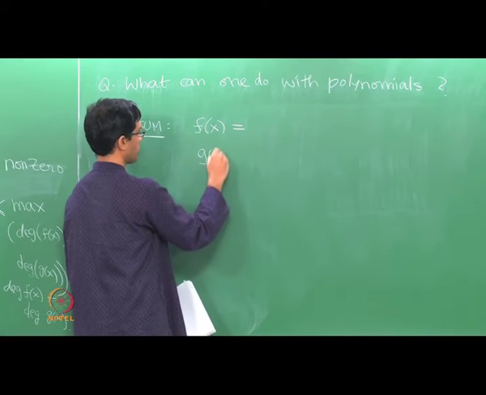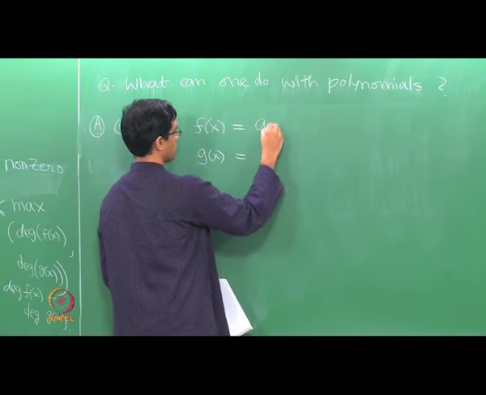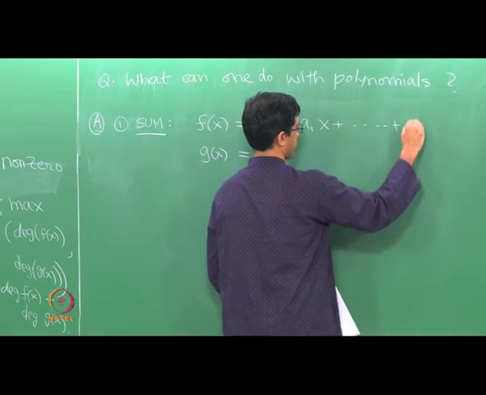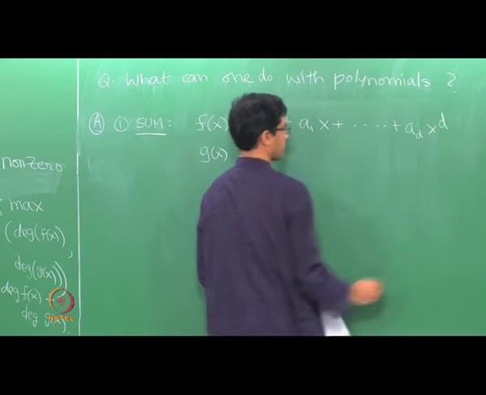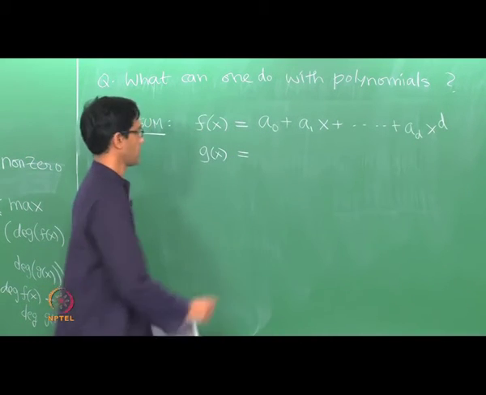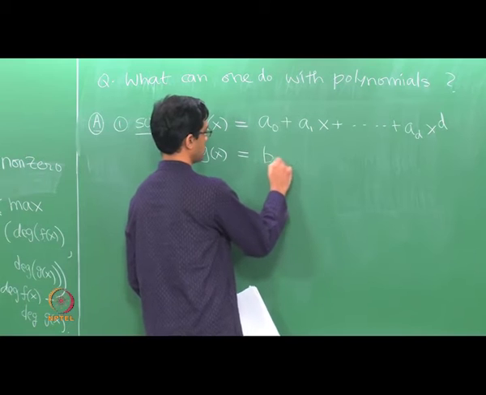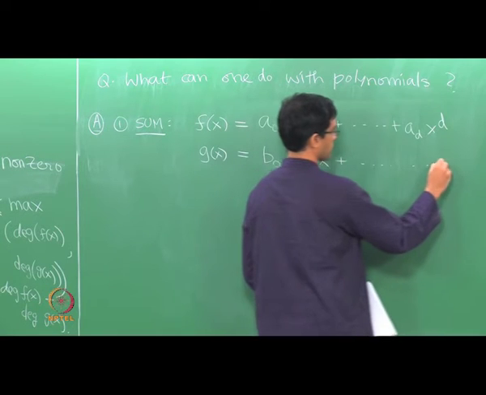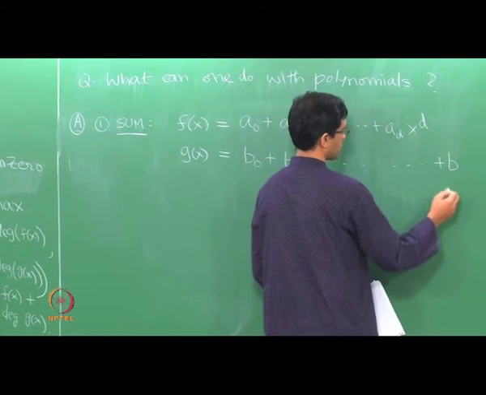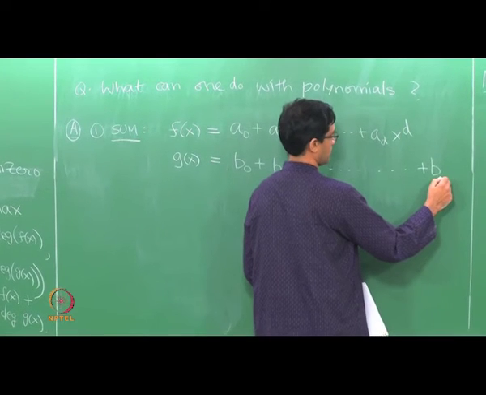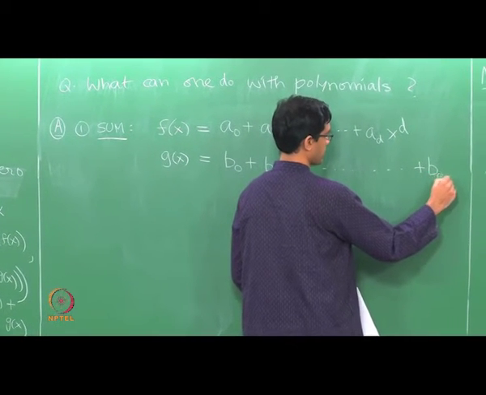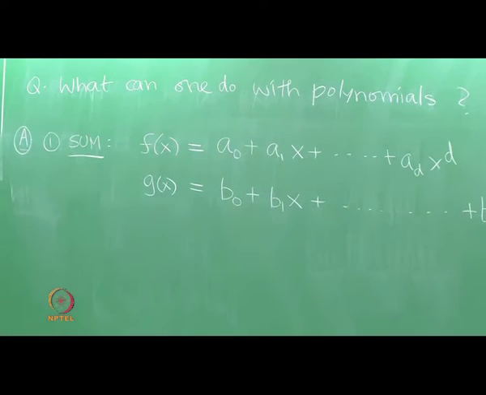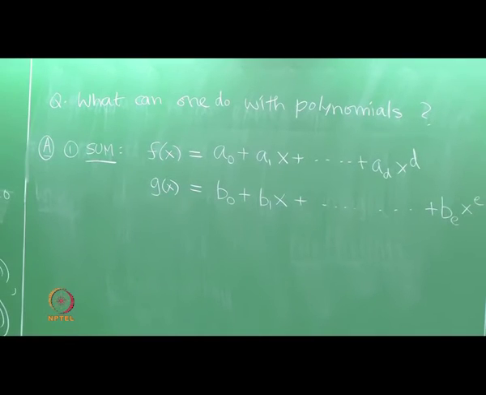Suppose I have two polynomials f of x and g of x, with the assumption that a_d is not 0, and I have another polynomial, let us say b0 plus, and it could have a different degree. So let us call that degree something else. I will call it, let us say, b_e x power e. So d is the degree of the top polynomial, e is the degree of the second polynomial.